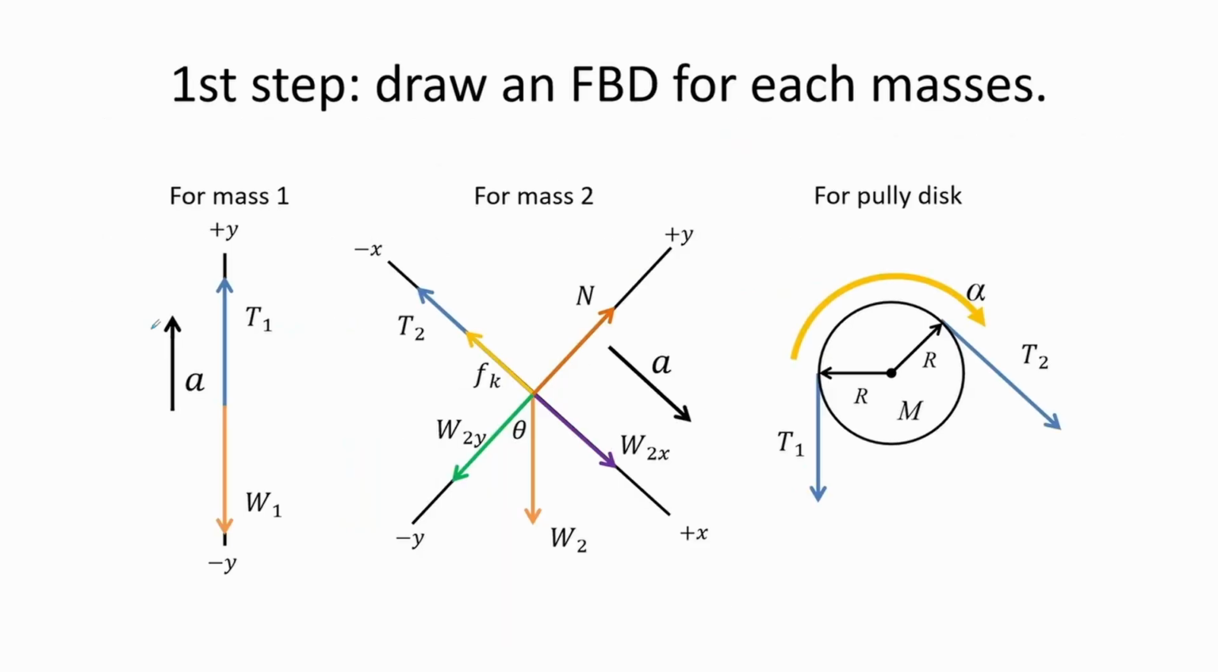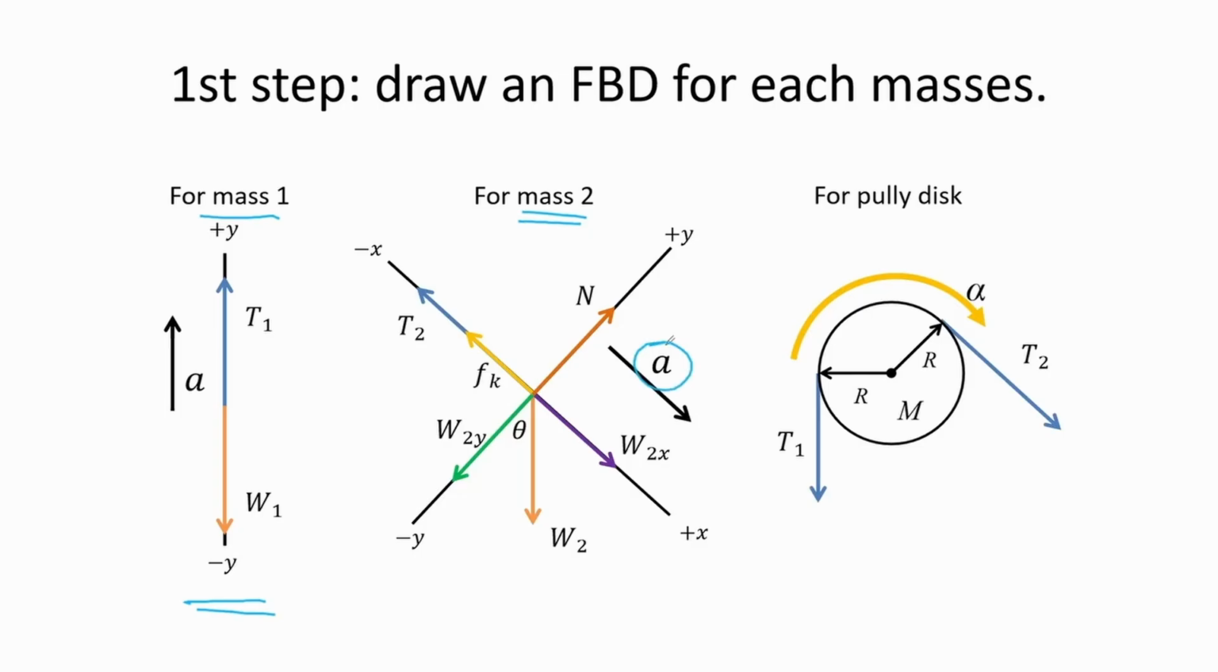First, we draw the FBD for each mass. Here we have mass 1, and we note there are no forces along the x-axis, so it is just two forces: tension and weight 1. The second mass lies on a plane with friction, and the block moves downward with acceleration a.